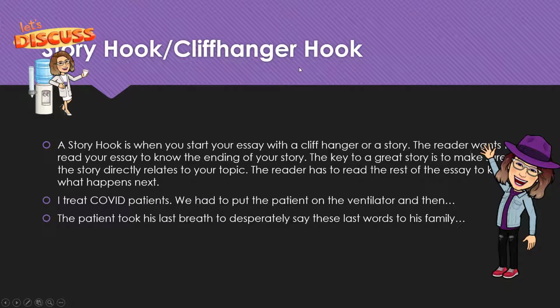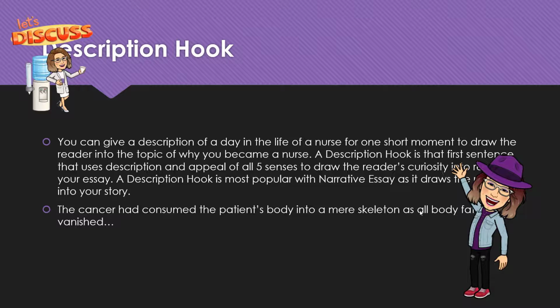Story hook, cliffhanger hook. A story hook is when you start your essay with a cliffhanger or a story. The reader wants to read your essay to know the ending of your story. The key to a great story is to make sure the story directly relates to your topic. The reader has to read the rest of the essay to know what happens next. I treat COVID patients. We had to put the patient on a ventilator, and then the patient took his last breath to desperately say these last words to his family. So to find out what happens next, you have to read the rest of the essay. So this is another way in which you can grab the reader's attention and hook them to your essay.